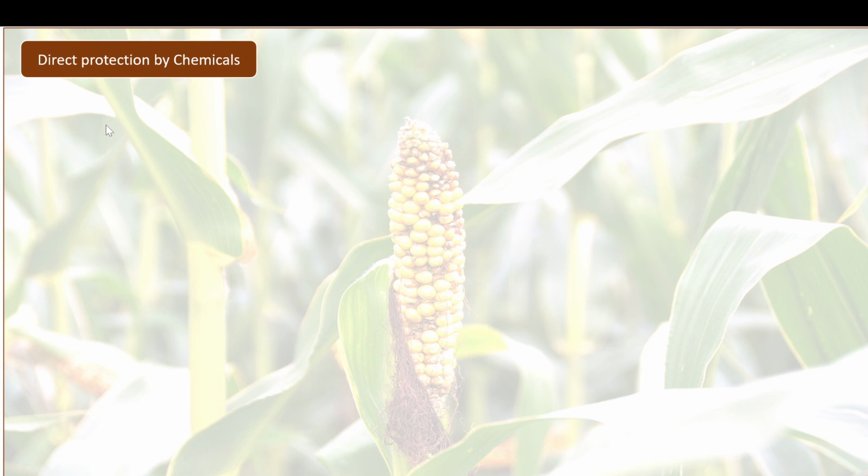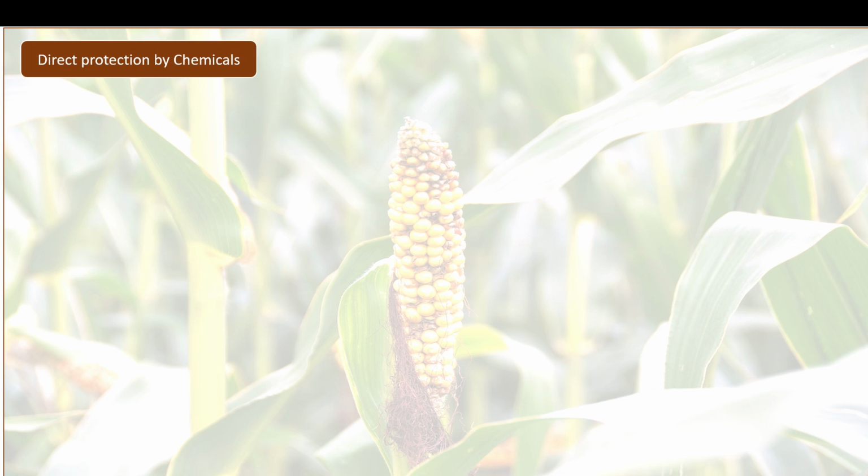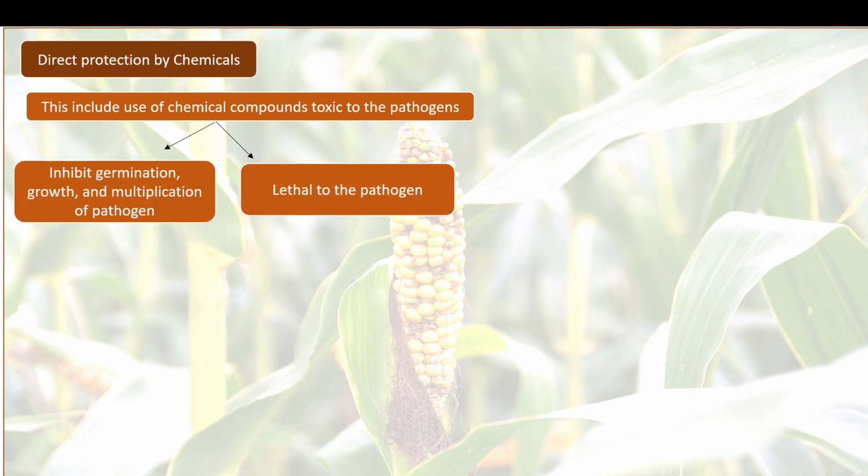So today basically we will be focusing more on direct protection methods, right? So our whole focus will be on direct protection methods. The second part, that is eradication or reduction of pathogen, we will most probably take into the next lecture. So direct protection by chemicals include what? This includes use of chemical compounds toxic to the pathogens. So here we use chemical compounds which are toxic to the pathogens, because of which the pathogens die, right?